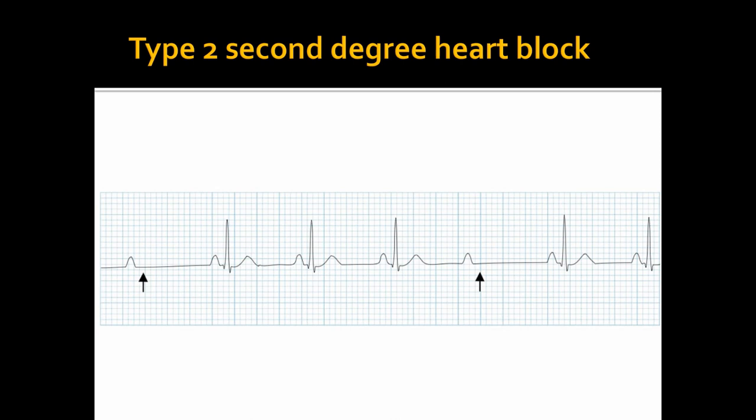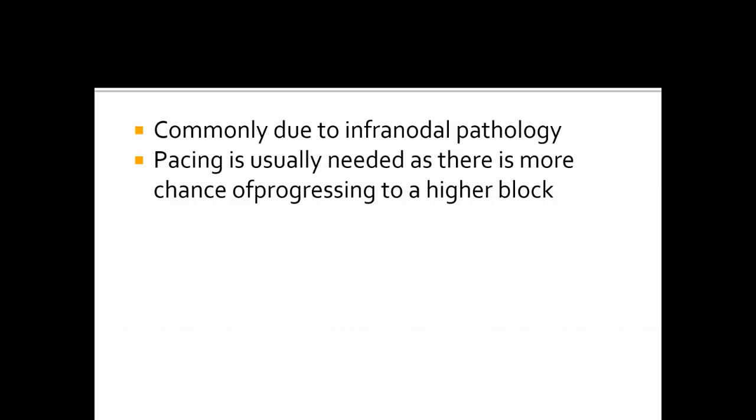So this is type 2 second degree heart block: कुछ QRS complexes आएंगे जिनमें P के बाद QRS complex होगा, और फिर एक P आएगी जिसके बाद QRS complex नहीं होगा. The electrical activity fails to conduct from the AV node to the ventricles. P बनेगी, QRS complex नहीं बनेगा. This is type 2 second degree heart block. This is commonly due to infranodal pathology.